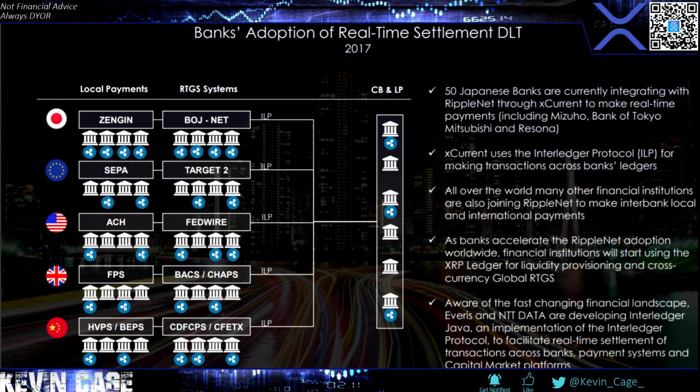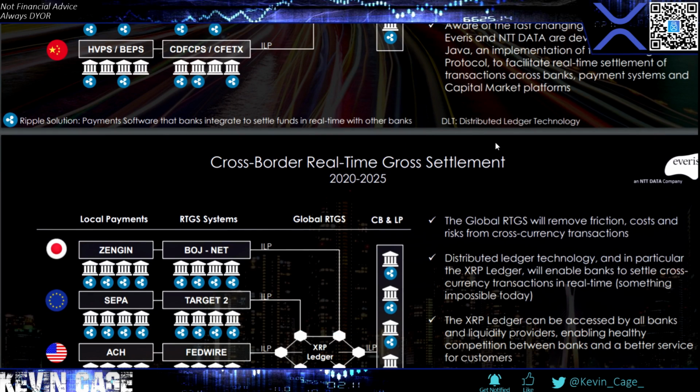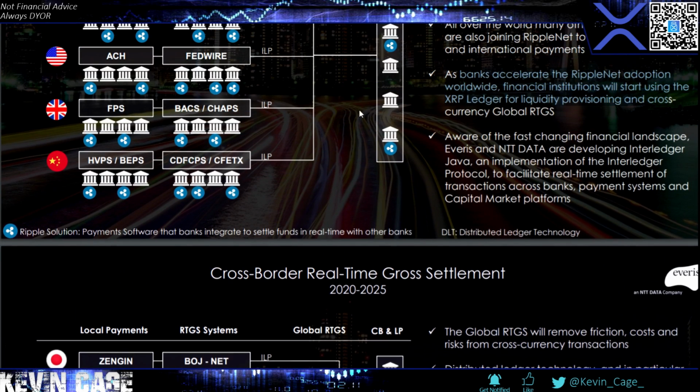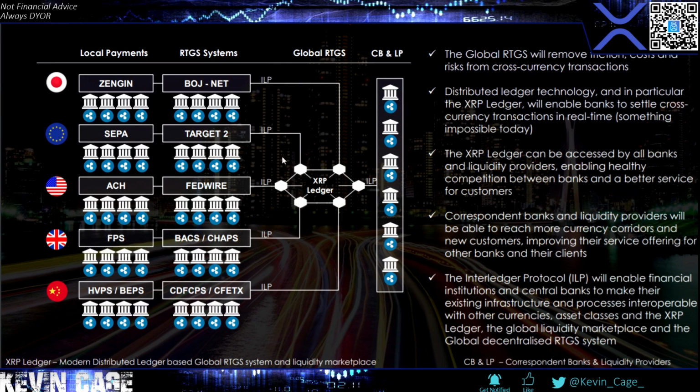I've covered this before in a better video, but I just wanted to run through it briefly. Xcurrent uses Interledger Protocol, ILP, for making transactions. You guys can get a good synopsis of it by just reading. Now, 2020, the year of the digital asset, cross-border real-time gross settlement. Instead of just ILP connecting, we actually have ILP going right over now, connecting to the XRP ledger.